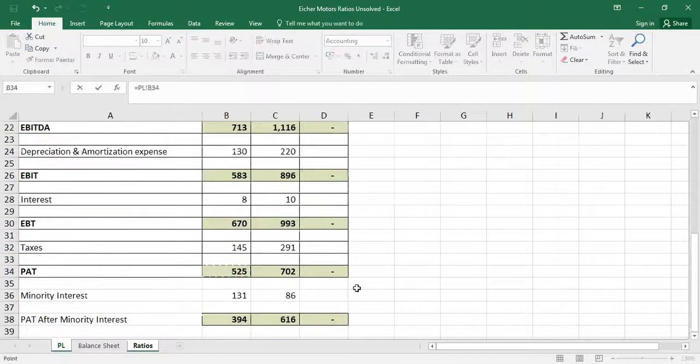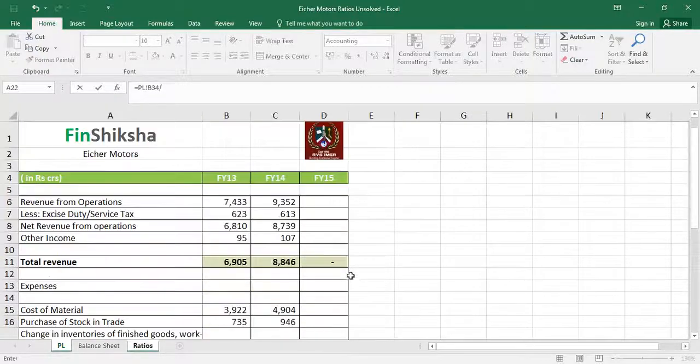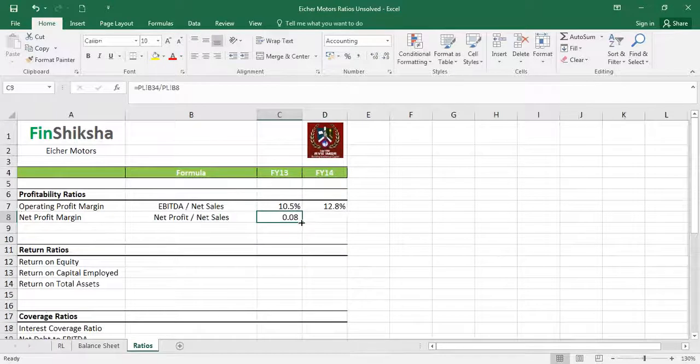We take PAT, which is in row number 34, and divide this by the net sales, net revenue from operations, and we get a certain percentage number here. We'll again convert this to percentage by clicking here, and we see that net profit margin has also gone up over the last 2 years, right? So that's a jump in net profit margin. There's a jump in operating profit margin. Basically, the jump indicates that there is an improvement in profitability of the company, right?